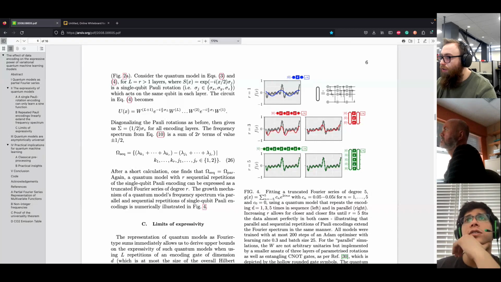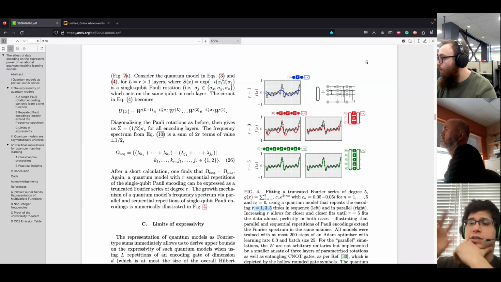Okay, so they changed now. R means L. So R is the number of layers. Yes, is there a question?